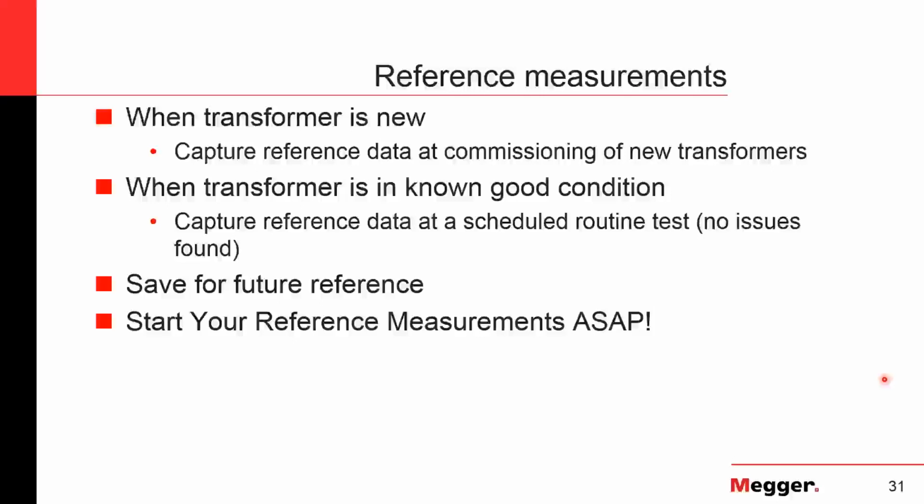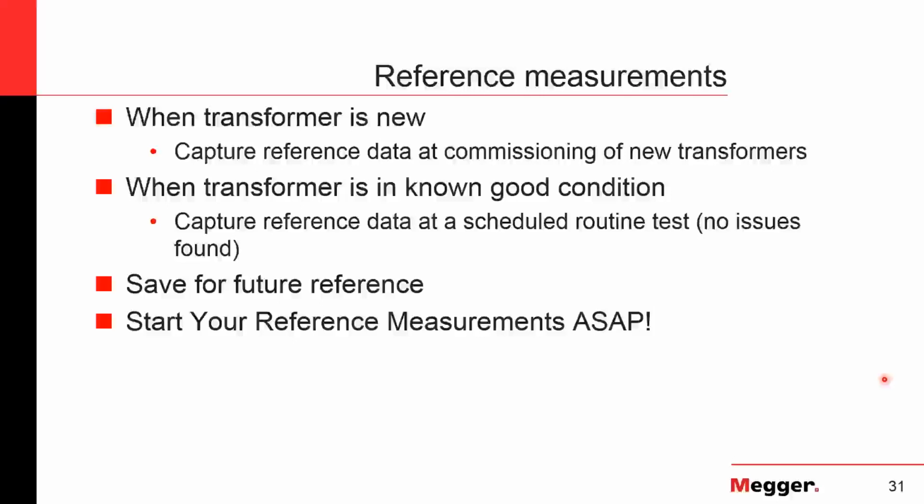So you might not have your new transformer fingerprint, but what you can say is, okay, this transformer's out there, it's passed all our other tests, so it's in a known good condition. So let's go out and at least get our fingerprint from there. You might not have a previous measurement to compare it to, but at least you have something now for future reference in case something goes wrong with that transformer.